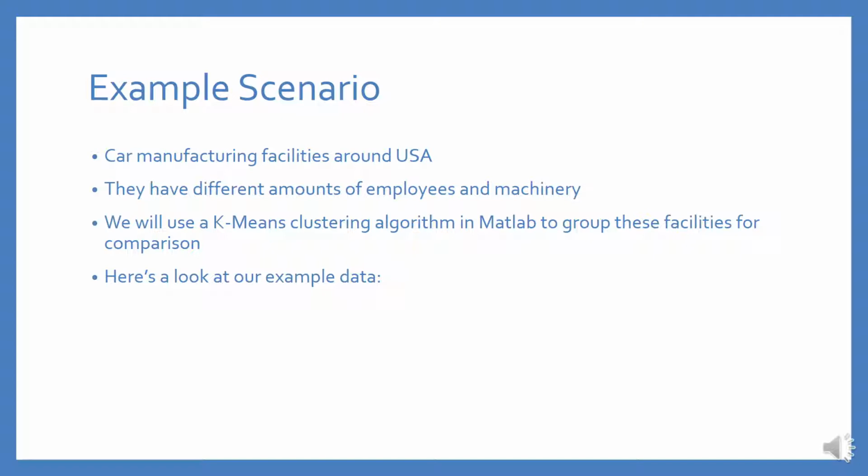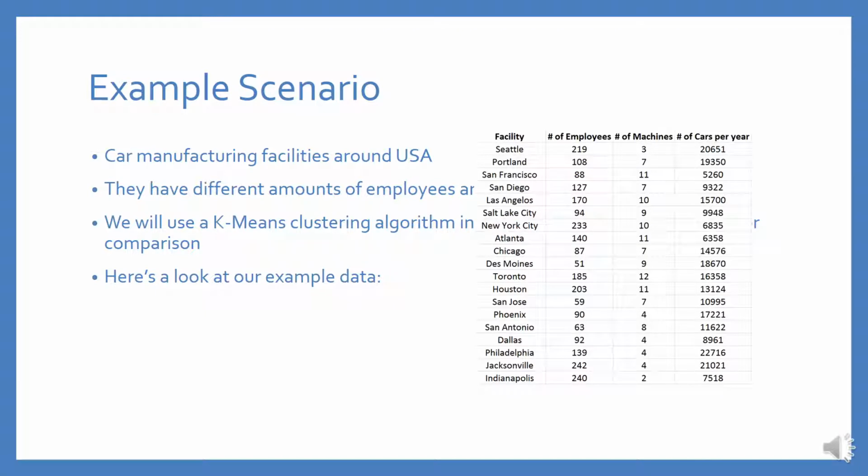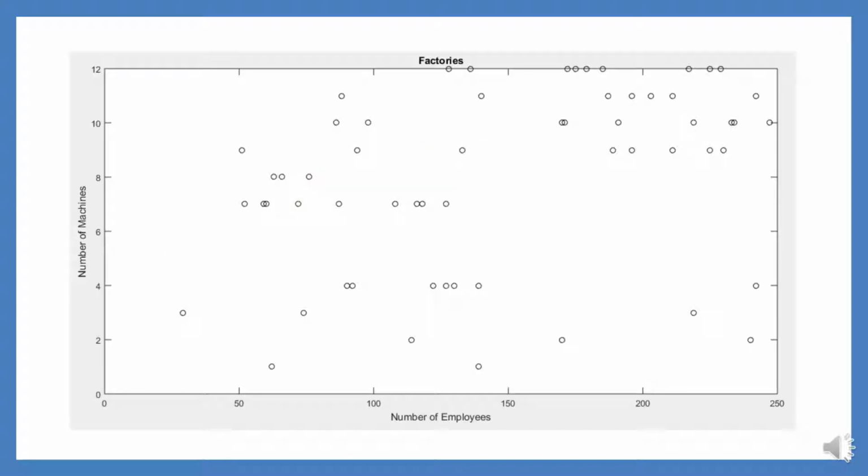So let's quickly look at some of the data that we came up with. This is notional data, it's theoretical data per se. Here you can see that each of the facilities is listed, along with the number of employees that work at that facility, the number of machines that facility has, and the number of cars that are manufactured at that facility every year. When we graph that information on a plot, the number of employees by the number of machines, it looks something like this. We're going to use the k-means clustering algorithm to find different groups within this plot.